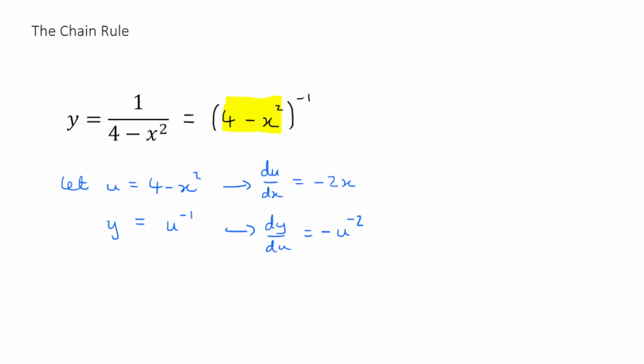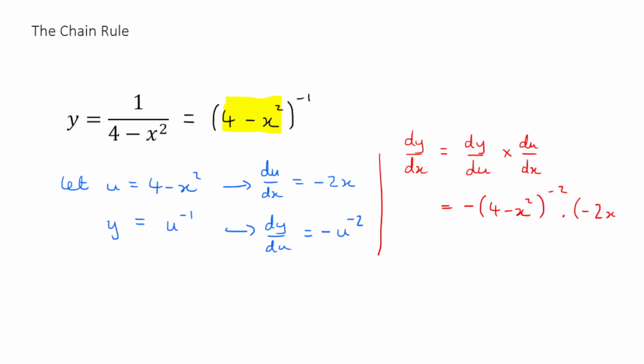We've got du/dx and dy/du. Well, how then do we find dy/dx? Well, the rule is dy/dx equals dy/du times du/dx. Okay? And if I just put the numbers in, in this case dy/du is minus u to the power of negative 2. So replacing u again, that's (4 minus x squared) to the power of negative 2, times du/dx, which is minus 2x.